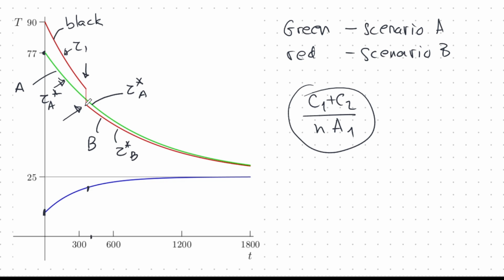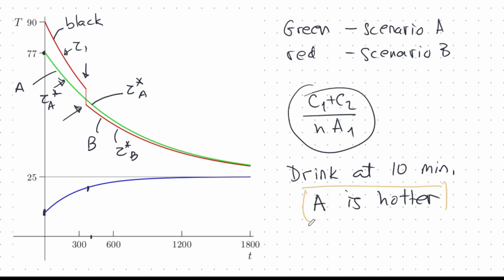So because we start below green and they have the same characteristic time, there's no way this red curve could ever go back up. So if I now drink my coffee at 10 minutes, that's 600 seconds, which is hotter? Well, green is hotter. Scenario A is hotter. So we did it. We figured it out. The famous coffee dilemma. We did it. Or did we? Did we figure it out?